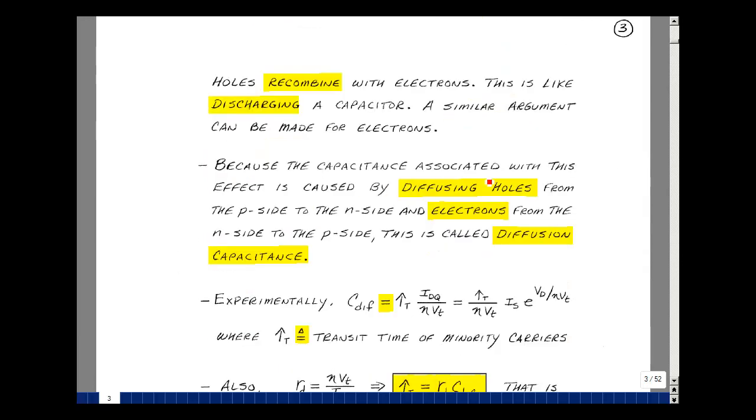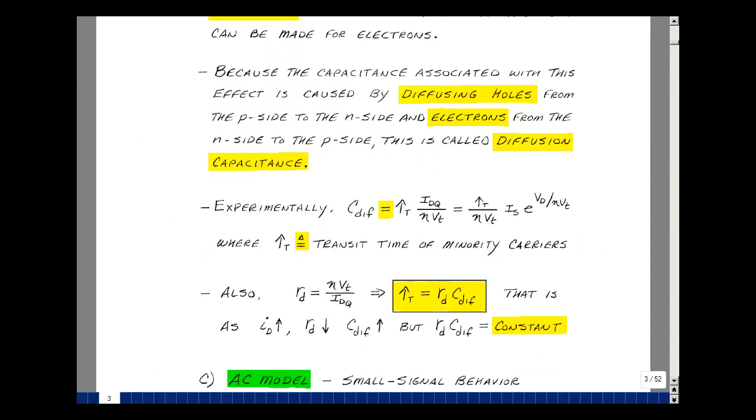Because the capacitance associated with this effect is caused by diffusing holes from the P side to the N side and electrons from the N side to the P side, it's called a diffusion capacitance. Experimentally, it has the following relationship. The diffusion capacitance is equal to a constant tau_t times the current flowing through the diode divided by eta V_t, where tau_t is called the transit time of minority carriers. The equation for I_d is the Shockley equation, and if we're forward biased, we can throw the 1 away and just equal to I_s times e to the V_d over eta V_t. As we increase the current, we have more carriers moving from one side to the other, and thereby increase the effective storage of charge, and so we increase the capacitance.